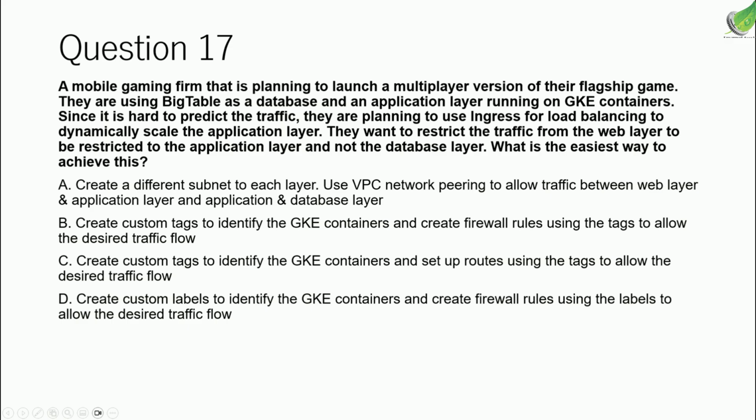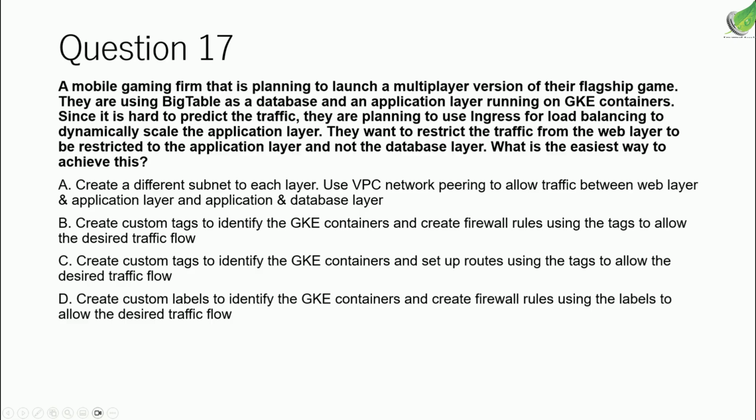Let's start with option A. This is incorrect because it's way too complex. Creating separate VPCs for each layer of a single application and then peering them together is a heavy-handed solution and definitely not the easiest way. This kind of separation can be achieved much more simply within a single VPC using subnets and firewall rules.